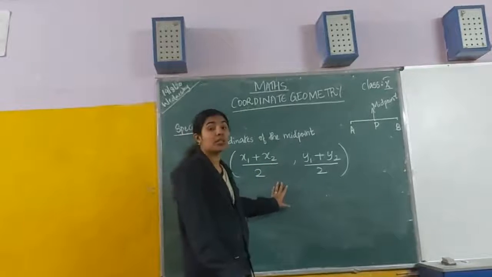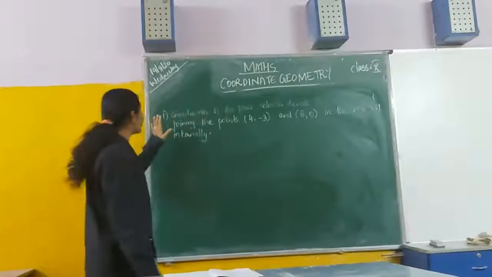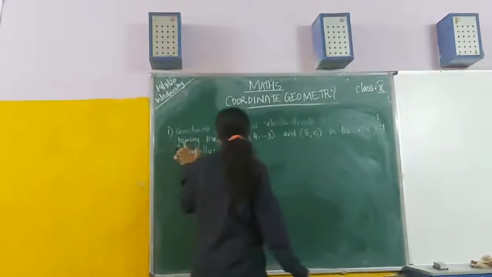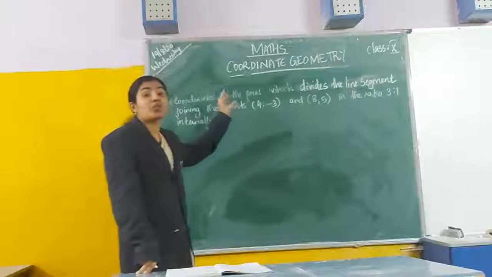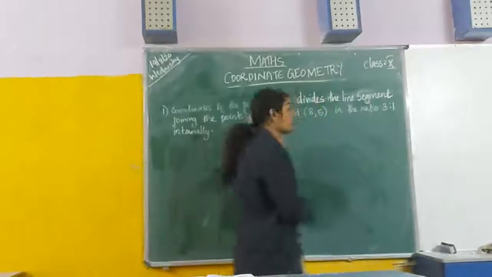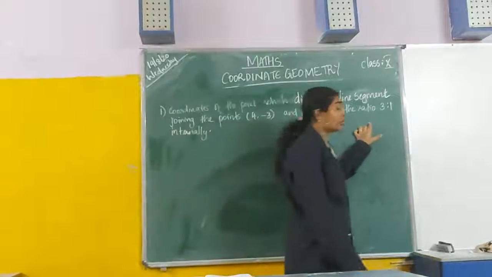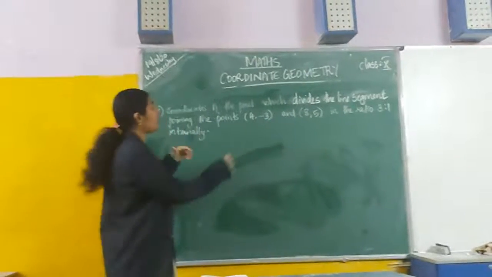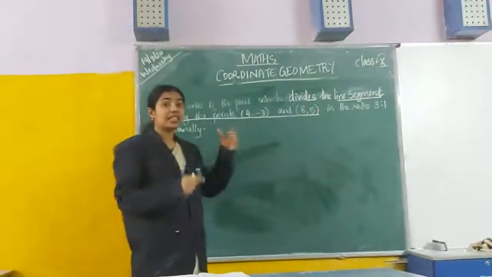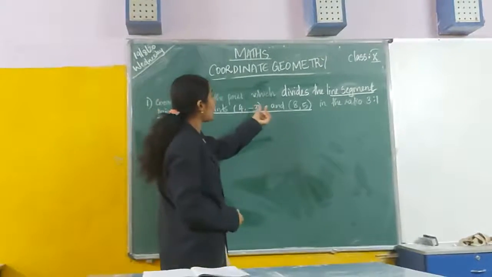By showing some examples, I will explain how to apply these formulas. You want to find the coordinates of the point which divides the line segment joining the points 4, minus 3 and 8, 5 in the ratio 3:1 internally. First you read this question. They are talking about one line segment joining which points? Joining 4, minus 3 and 8, 5.